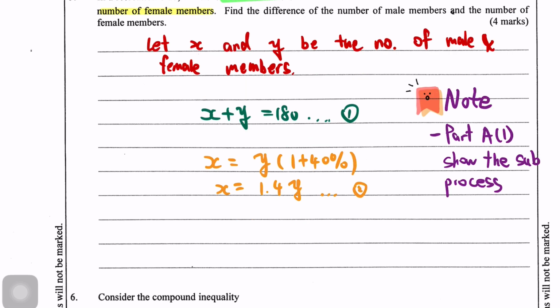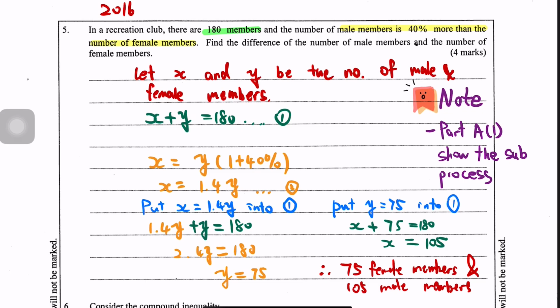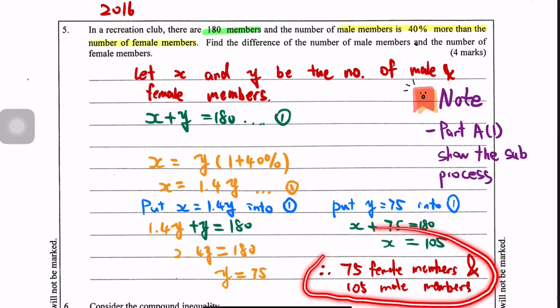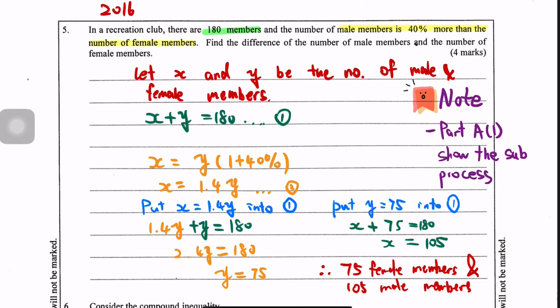I need to remind you that in part A1 you need to show the substitution process, okay? In part B you don't need to show it. You can do it with a calculator, but here you need to show it. Next we put what we get from equation 2 into equation 1, and then we solve X and Y. Okay, remember to write the answer sentence. It can be very simple, but remember to write it.